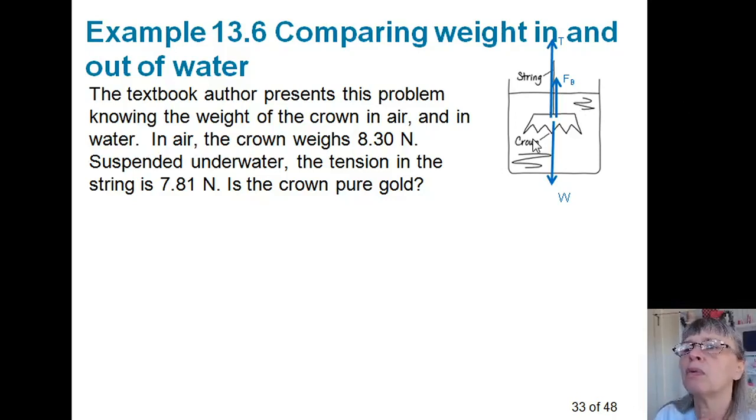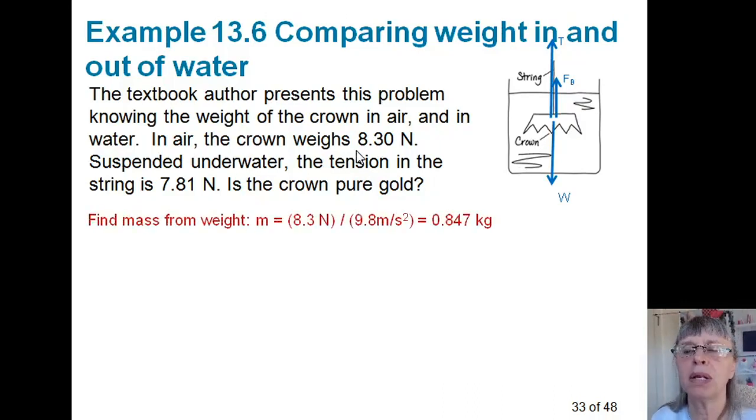So, where to start? If we want to know density, the first thing we're going to need to know is its mass, because density is mass divided by volume. So here's the mass of the crown. In air, it weighs 8.3 newtons. We can use F equals mg and determine the mass of that crown is 0.847 kilograms. That gives us the mass.